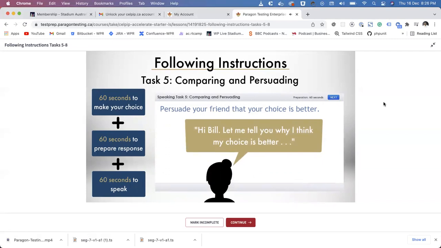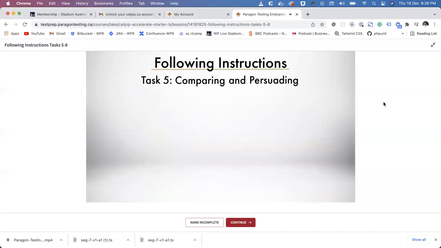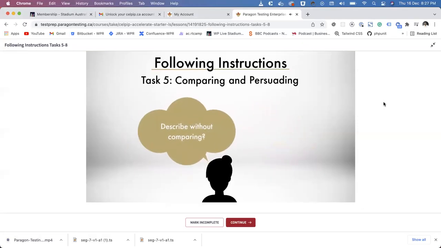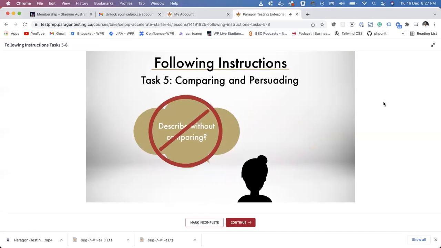There's one more thing we need to keep in mind about speaking task 5. Remember that you're being asked to compare 2 things and persuade someone that your choice is better. That means you will have to talk about the differences between those 2 things, why one is better or worse than the other. Some test takers make the mistake of just describing 2 things without making a comparison between them. Let's look at an example to illustrate this point.